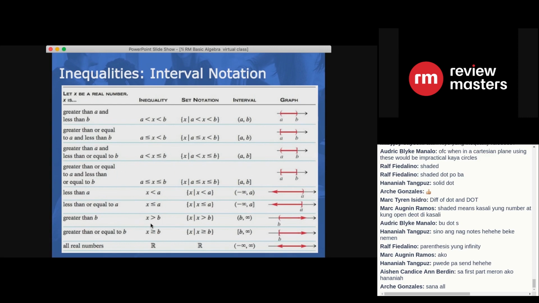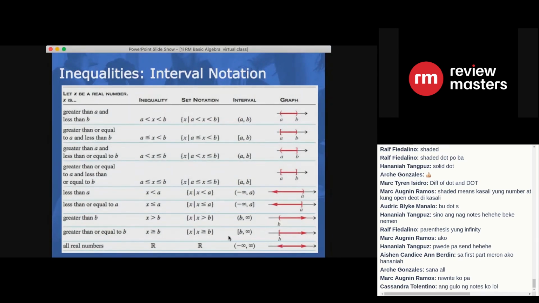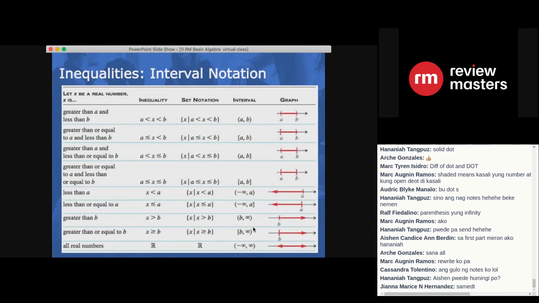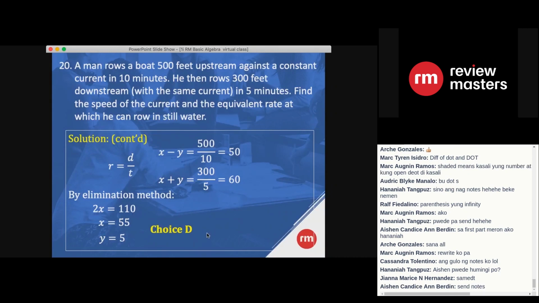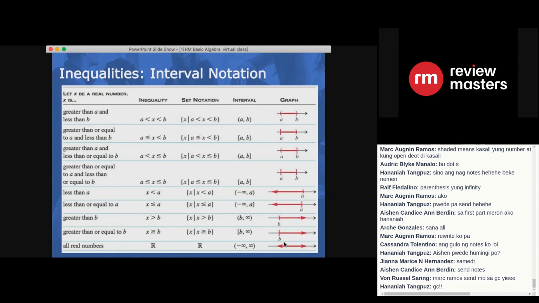Okay? X is greater than B, so this is B. Greater than siya, so ibig sabihin B is not part of the solution, that is parenthesis, to positive infinity, parenthesis. Okay? X is greater than or equal to B, so B is part of the solution. So it's bracket, to positive infinity, which is parentheses. Okay? And all real numbers, pareho siyang from negative to positive infinity.